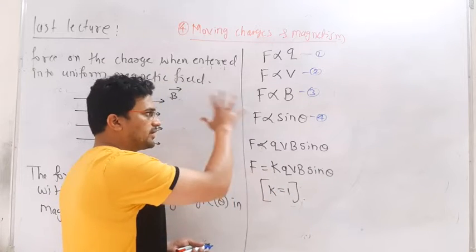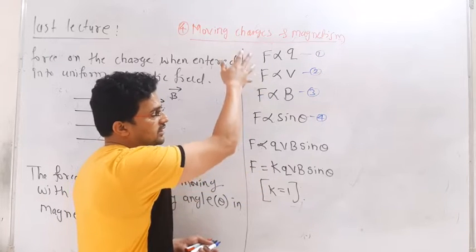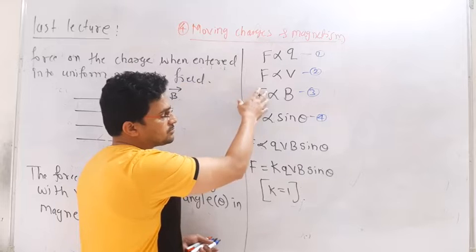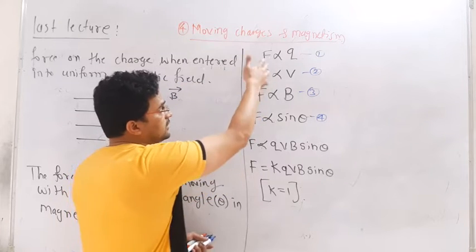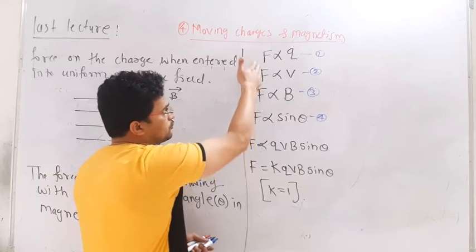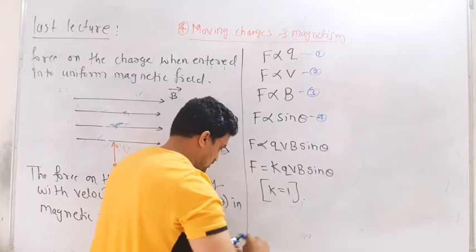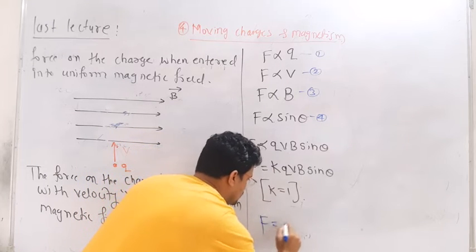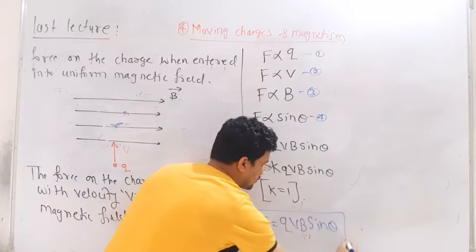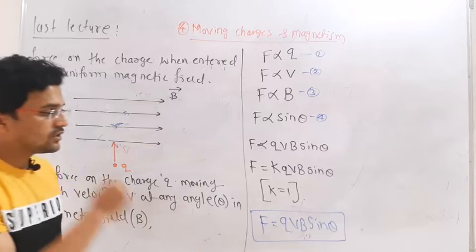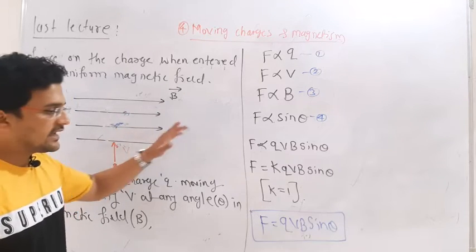After doing many experiments, they made this conclusion. They did not conclude direct proportionality easily. They made many experiments, and after that they concluded that it is directly proportional. So the force increases as all these quantities increase. Here, if you place this, you will get F is equal to QVB sine theta. This is the force on the charged particle when it enters the magnetic field at any angle theta.